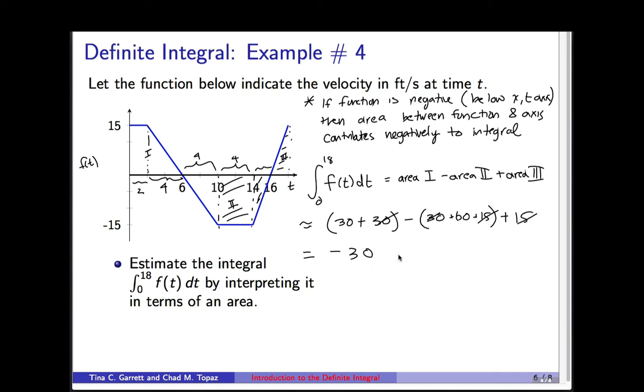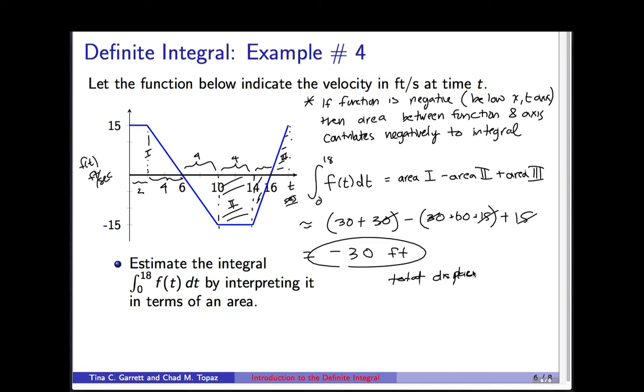30. And if you think about the units, velocity was feet per second. Time was in seconds. So the area under the curve should be feet per second times seconds, or feet. And that's essentially the total displacement from time 0 to time 18.